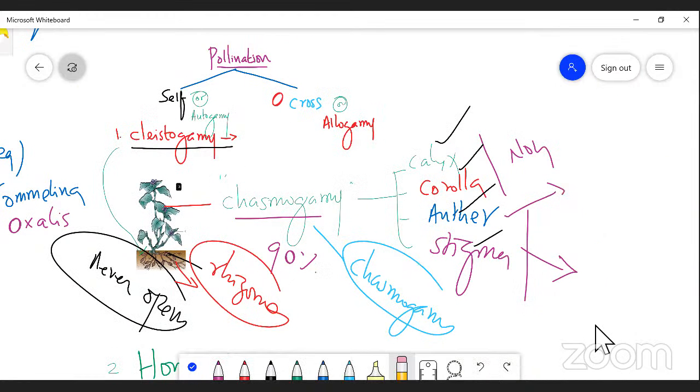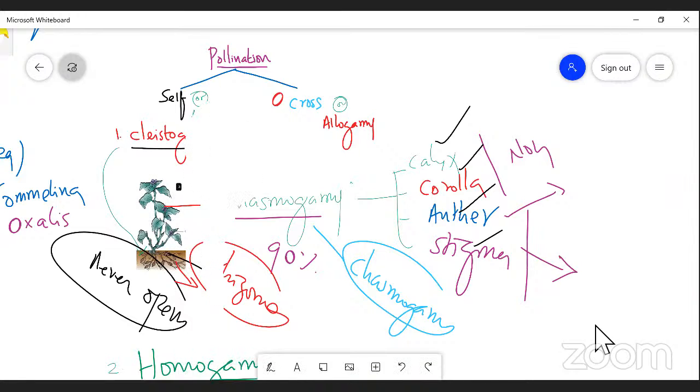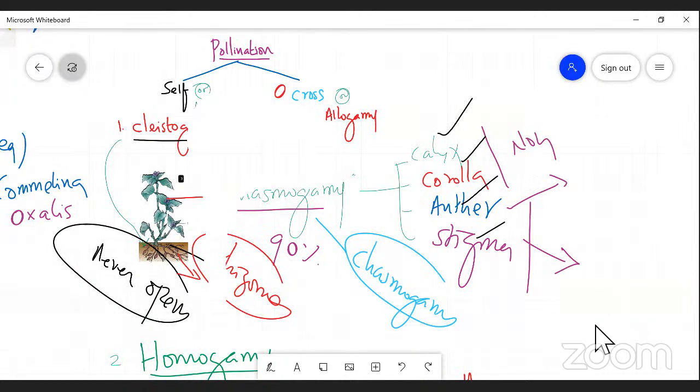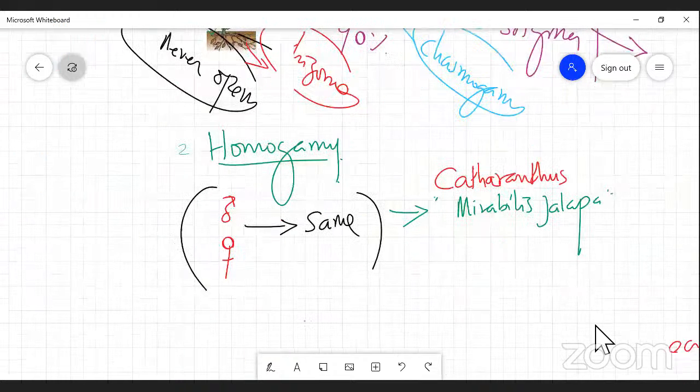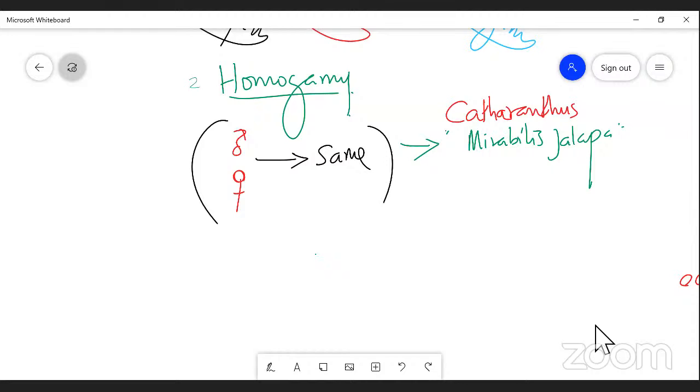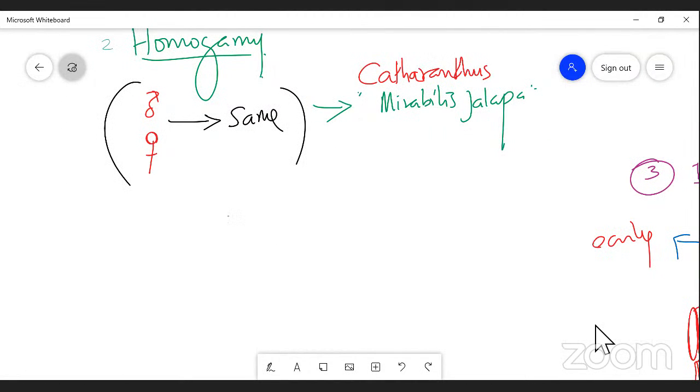I mean, the flower pods are open and the stigmatic region and the anthers are closely placed, and the deposition of pollen grain from anther to stigma that you can see, that is called chasmogamy, right? The next, cleistogamy. In cleistogamy, during pollination, the flower pods never open, but pollination takes place with the flower pods closed. That is called cleistogamy. Then homogamy means the androecium and the gynoecium attain the same maturity at the same time. It is a reported case of Catharanthus roseus and Mirabilis jalapa.